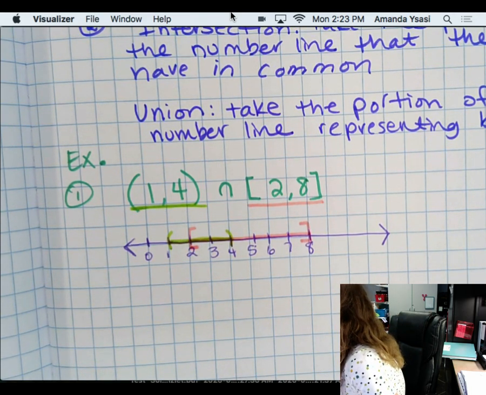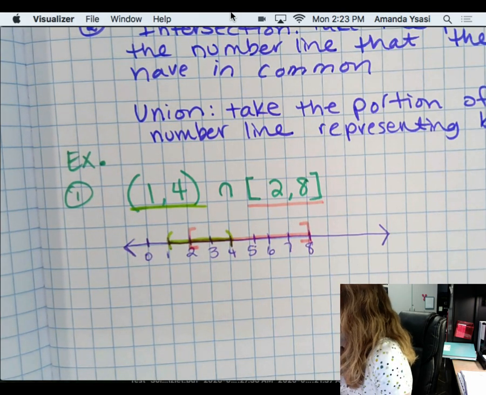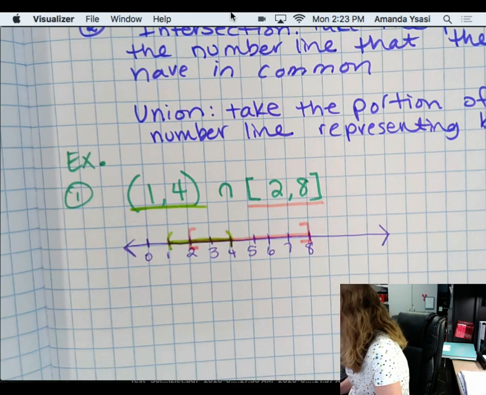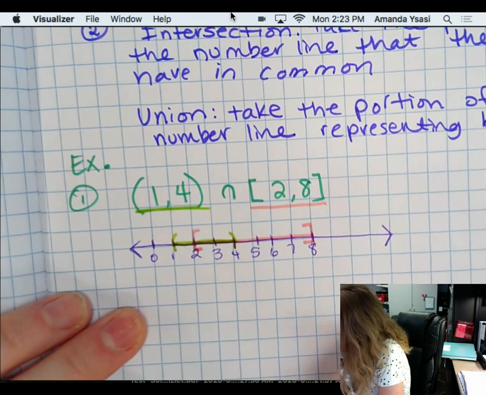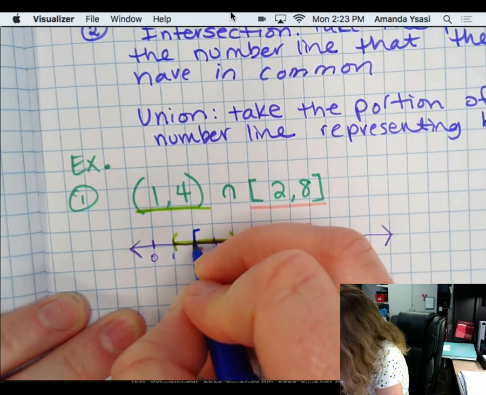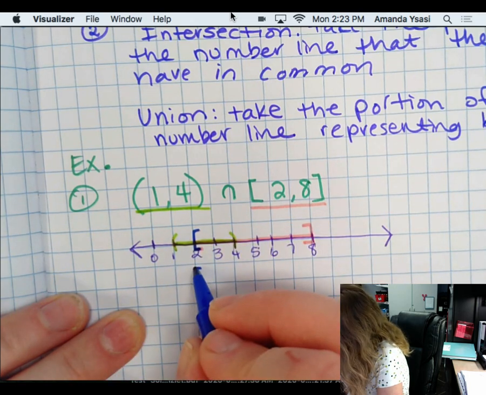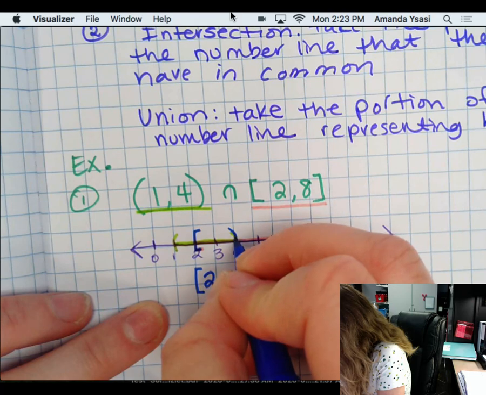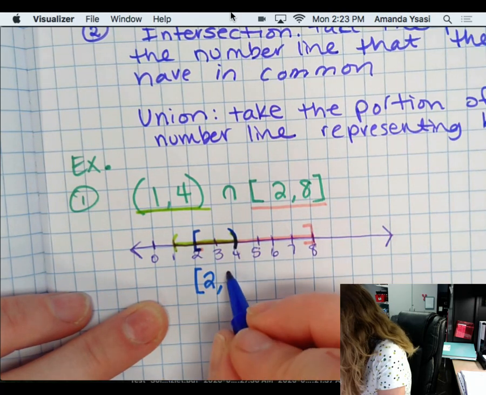So let's look and see what is both. If we're doing intersection, we want the ones that they have in common. So what do they have in common? Yeah, 2. 2 what? 4 with parentheses.